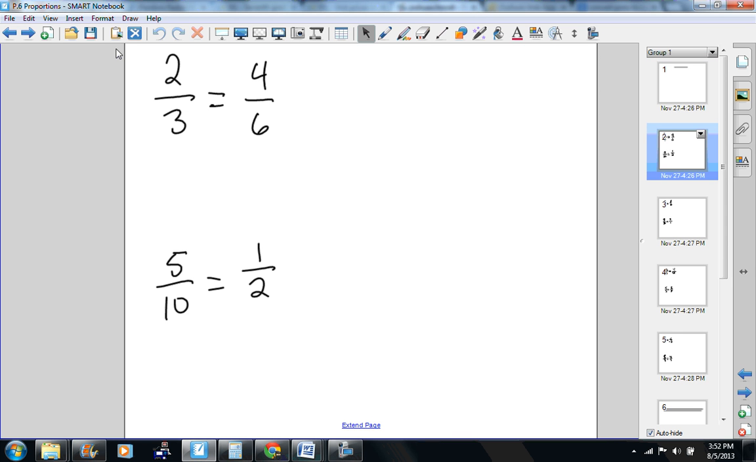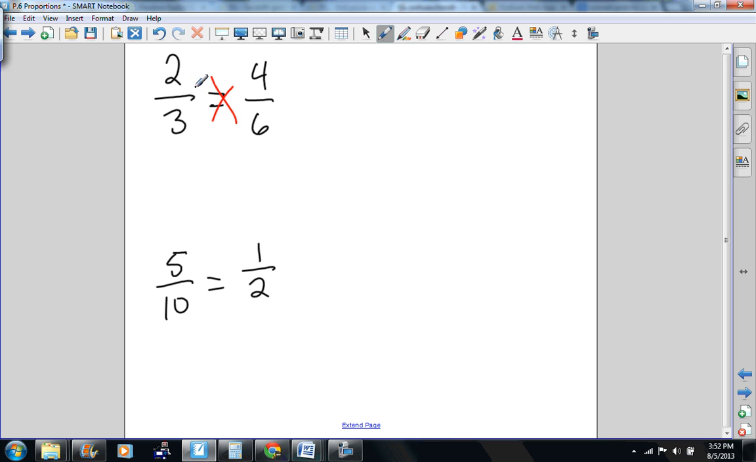So when we're working on these types of things, we are given the information that these are equal to each other, and I would like you to review your cross multiplication skills from last time to prove that these are a proportion. So we do 2 times 6 is equal to 12, 3 times 4 is equal to 12, therefore this is a proportion.